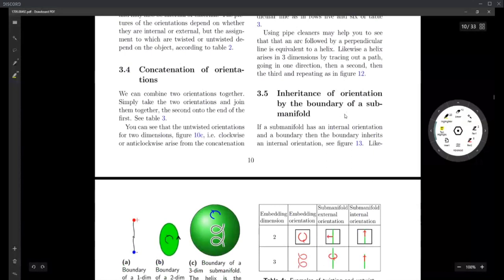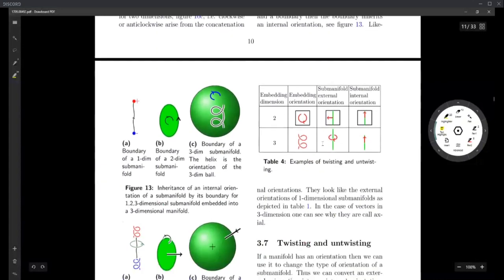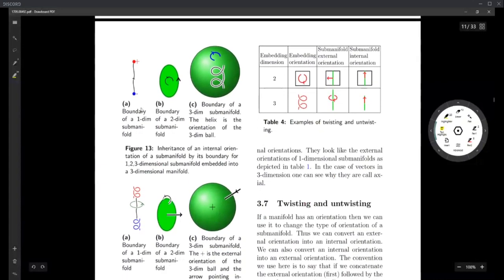So if a submanifold has an internal orientation and a boundary, let's just say a circle, for instance, within a sphere, or a sphere within a sphere. A sphere doesn't exactly have a boundary, so it's not exactly a good example. But you can imagine a circle right there. If it has a boundary, then the boundary also inherits the internal orientation. So right here, we can see those examples of that.